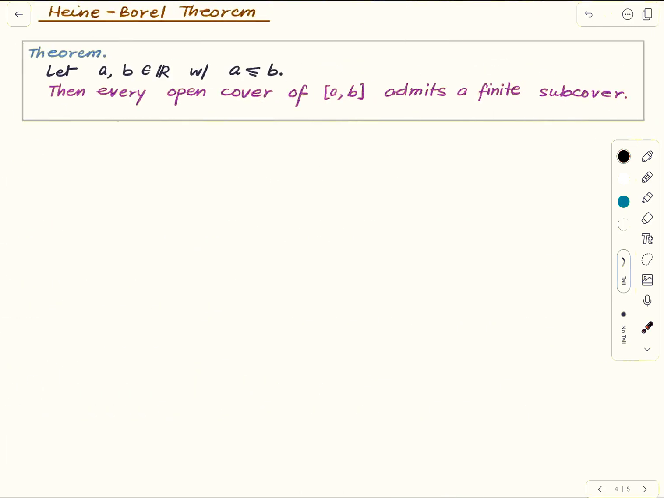So here is the theorem. You fix two real numbers, a and b, where a is less than or equal to b. Then every open cover of this closed interval admits a finite subcover. What does that mean? If you have an open cover, let's say C of this, there will be a finite subset of it which will also cover this. So that's all that this is saying. This is only saying that every open cover of it has a finite subset which is also an open cover of it. So closed intervals have this interesting property. This property is not there with open intervals.